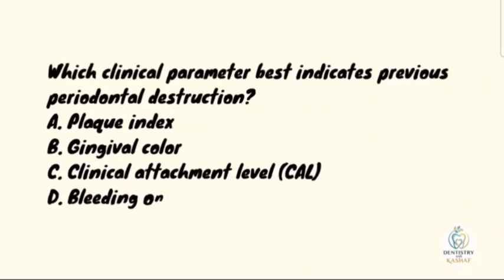Which clinical parameter is the best indicator of previous periodontal destruction? Is it a plaque index? Is it a gingival color? Is it a clinical attachment loss? Is a bleeding on probing?